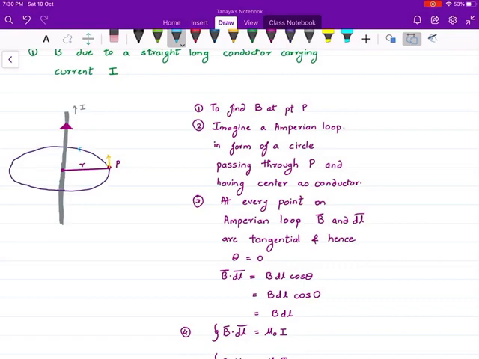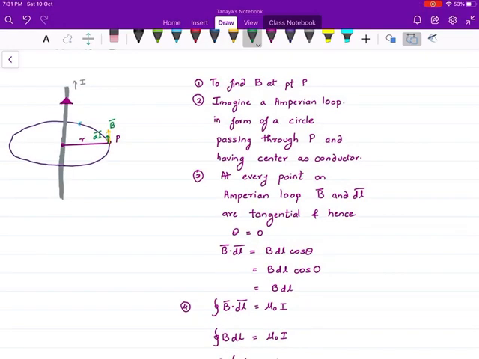And what about that small length dl? That dl is also a small length over here. So its direction is also tangential to this loop. So both B bar and dl bar are in the same direction. They are parallel to each other. So I can say that if theta is the angle between B bar and dl bar, theta is equal to 0.